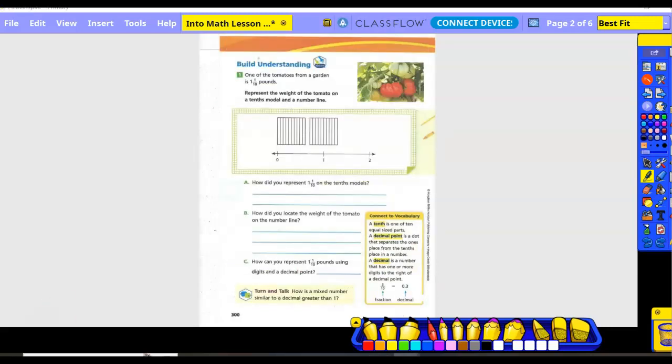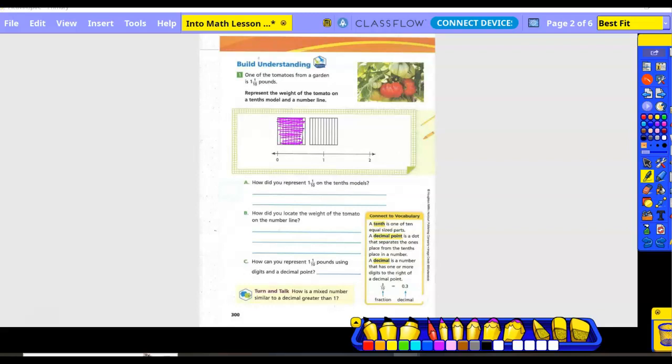Build understanding number 1. One of the tomatoes from the garden is 1 1/10 pounds. Represent the weight of the tomato on a tenths model and on a number line. Okay, so in the visual model, do we have one whole in our mixed number? Yes, we do. So we're going to shade this whole thing in lightly.